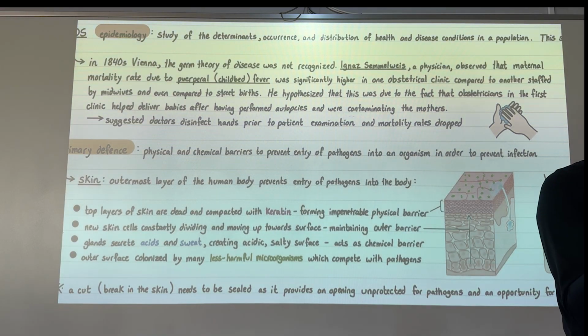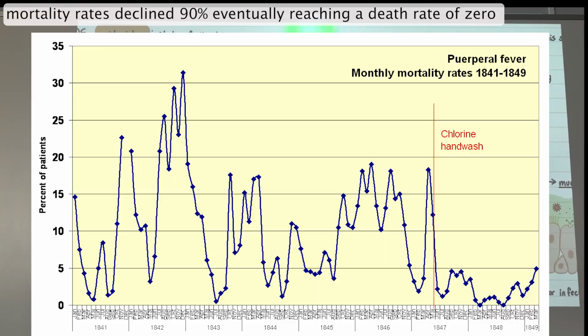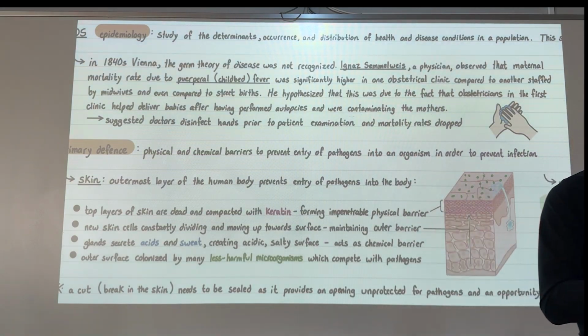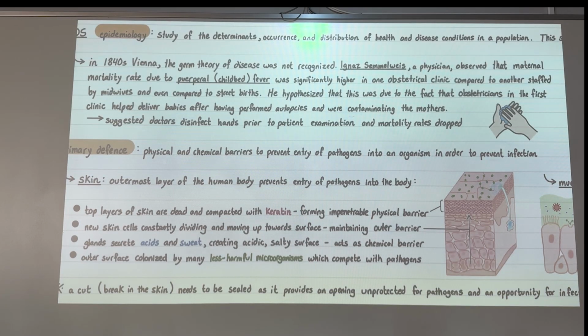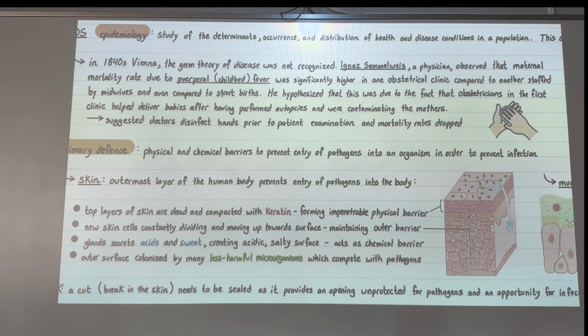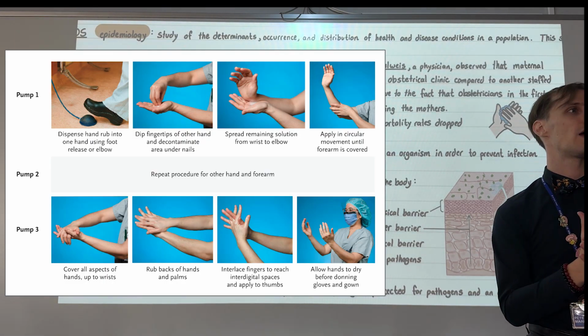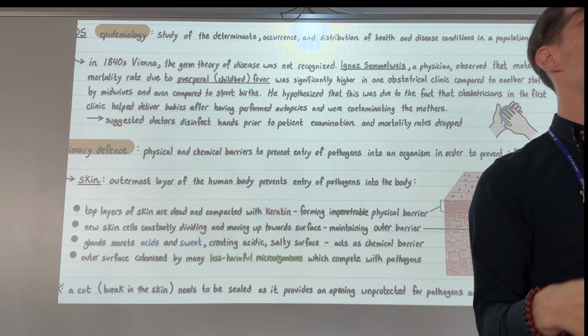And then what he saw was that mortality rates started to massively decline. This was not recognized, I believe, until far, far later, potentially after his death, that he was indeed correct in this. And this is why even to this day, there are very, very strong protocols for disinfecting and going into any surgeries or anything like that. And that is to mitigate or prevent the spread.